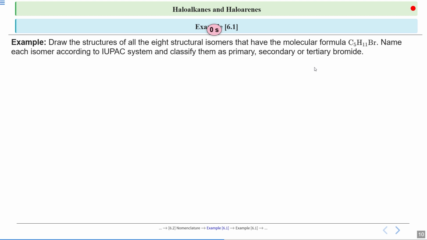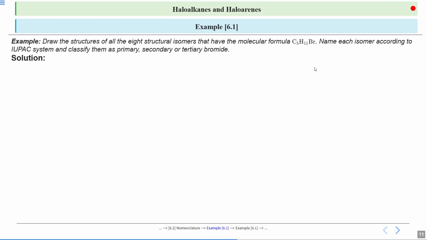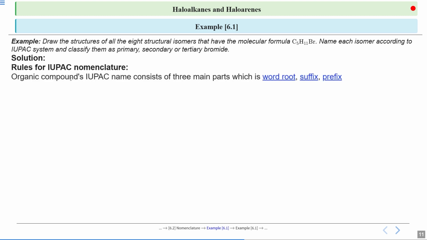Okay, let's see. So for this example, we have already been given the formula, right? So let's first see the rules for IUPAC nomenclature. How can you name a particular compound or a particular structure according to the IUPAC?